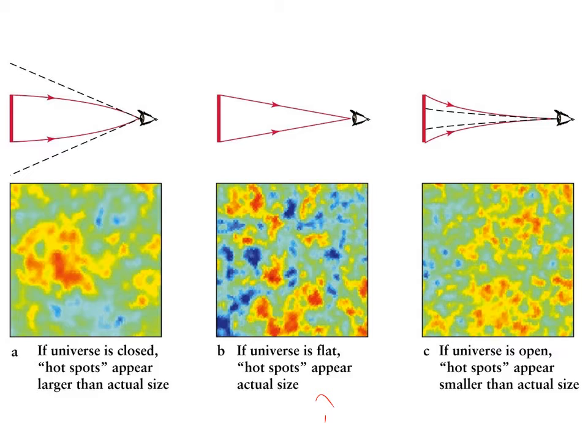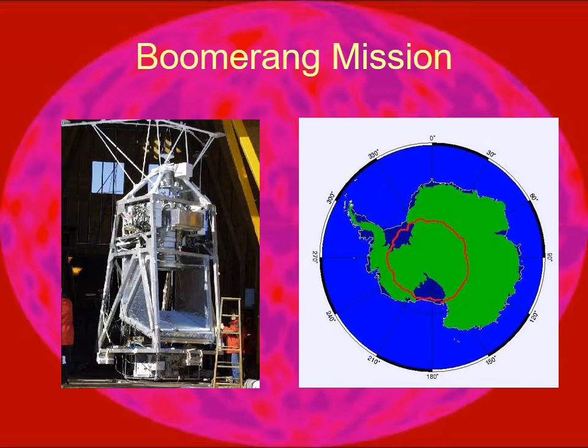If we have a closed universe, in other words, spherical curvature, where it's going to fall back in on itself, then the clumps are going to appear too big. If, on the other hand, the universe is open, hyperbolic, the clumps look too small. And so to measure that, NASA launched another mission. Now this one, interestingly enough, instead of launching to space, was a high altitude balloon that floated around the South Pole, called the Boomerang Mission, because it floated all the way around back to the starting point.